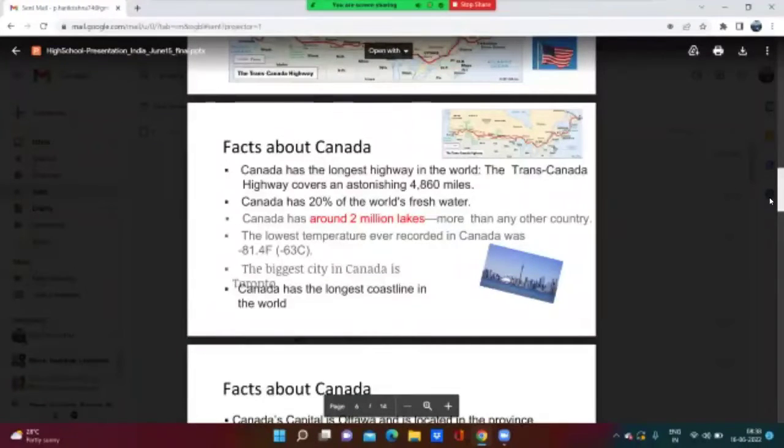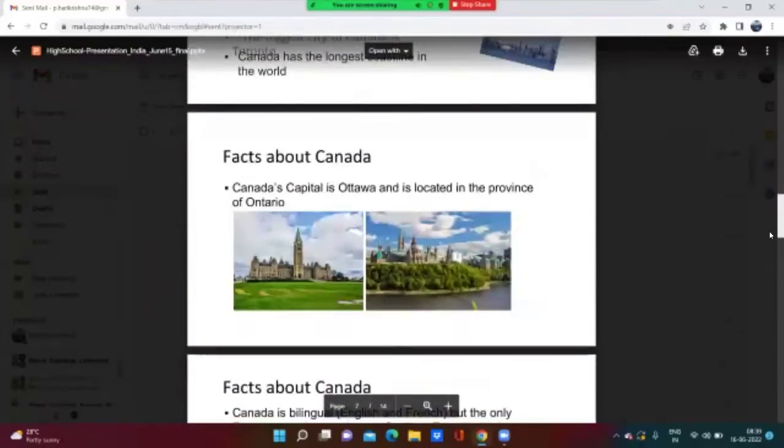Also, the biggest city in Canada is Toronto, which is part of Ontario's province, and Canada has the longest coastline in the world. So next slide, please. Thank you. Canada's capital is Ottawa. Ottawa is in the province of Ontario. And here you have a picture of the Parliament building where the government is, right at the Ottawa River. Next slide, please.